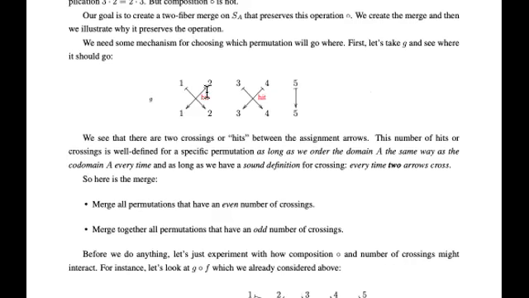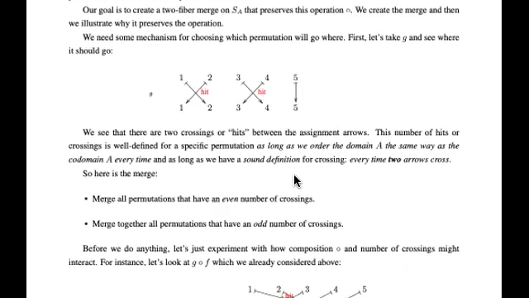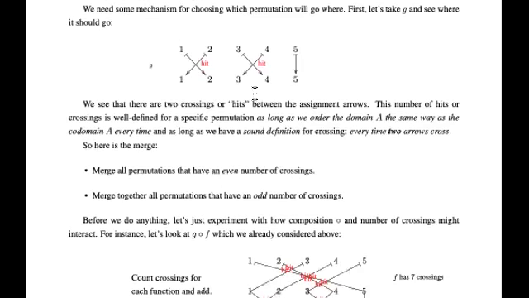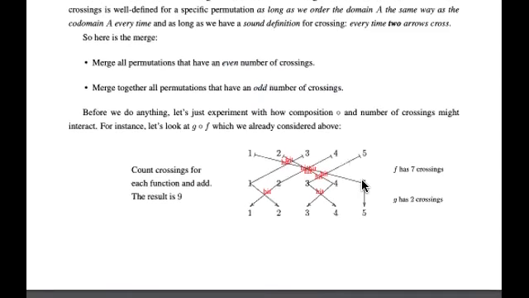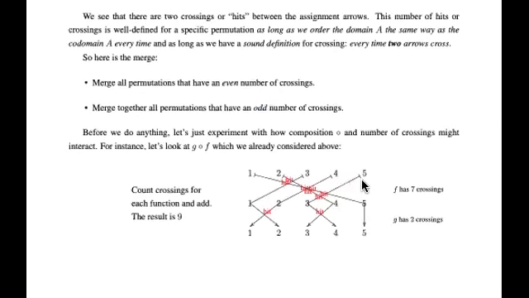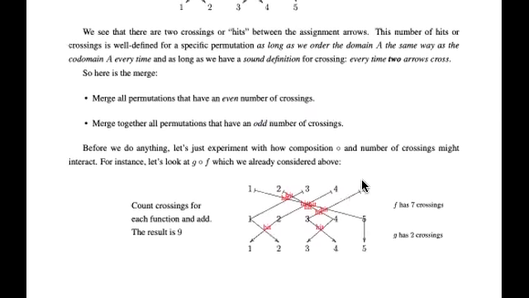We're going to be categorizing our permutations in the following way. All the ones that have an even number of crossings in such a diagram, and all the ones that have an odd number of crossings in such a diagram. So we just have 2 fibers here. So we've emerged with 2 chunks. And great. Now we're going to discuss, does that preserve composition?